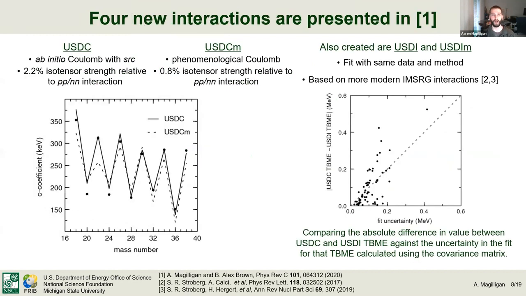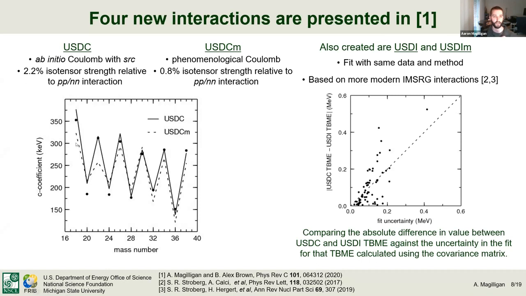So doing so, we end up with 4 new interactions total. The first two were USDC and USDCM. The difference between these two being whether we have the ab initio Coulomb in USDC or the modified Coulomb in USDCM. In the case of USDC, this fit to the C coefficients produced a 2.2% isotensor strength increase, which is roughly consistent with literature and what we expected of about 2%. And then USDCM, with its modified Coulomb, only ends up needing a 0.8% isotensor strength increase.